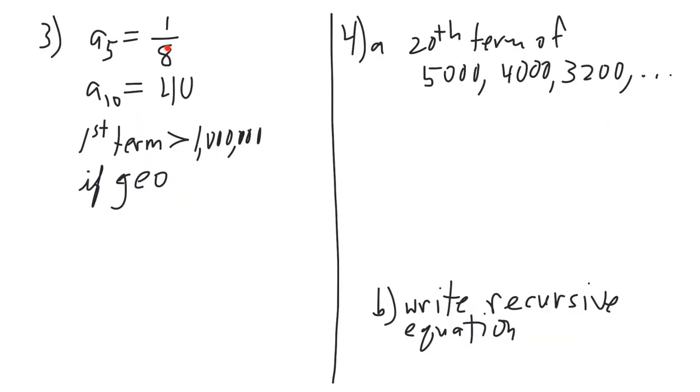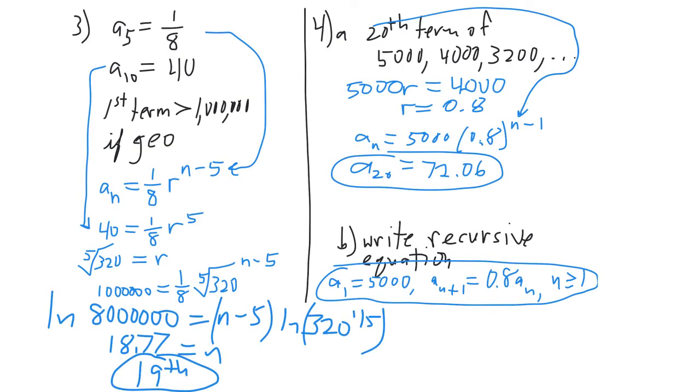We have, again, 2 terms, but this time it's geometric sequence, and we want the first term greater than 1,000,000. And we want the 20th term of this sequence here. Again, there's just enough terms to see that it is in fact geometric, not arithmetic, and we want the recursive equation. All right, in this first problem, I see that my initial value, even though it's the 5th term, my initial value is 1/8.